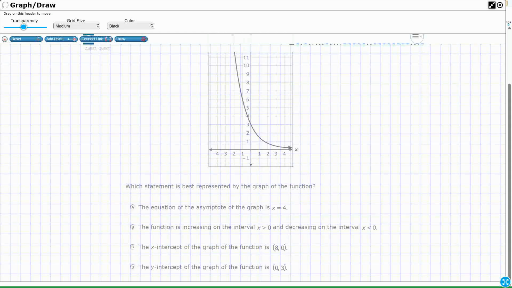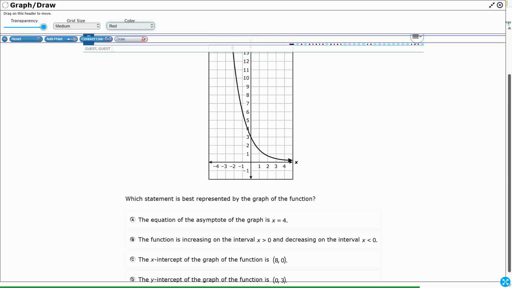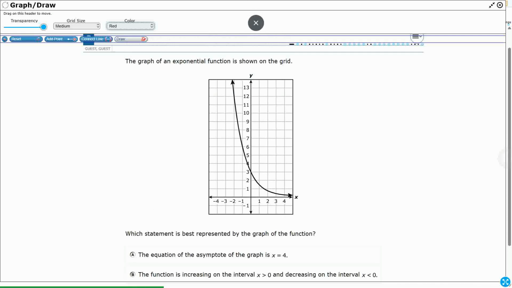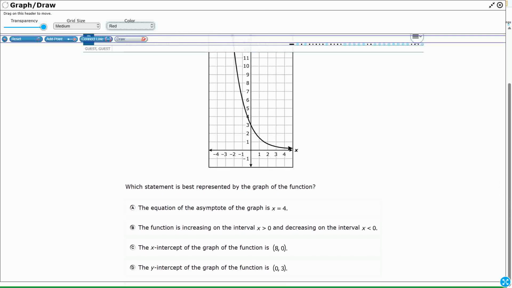All right, so we have this exponential function, and we simply need to find which statement is best represented by the graph. I'm just going to leave it down here. The very top is cut off, but we just know that it keeps moving over to the left. All right, so let's look at our statements. We simply need to evaluate them and find the one that is true. So the equation of the asymptote, okay, that's a term that we need to know, is x equals 4.